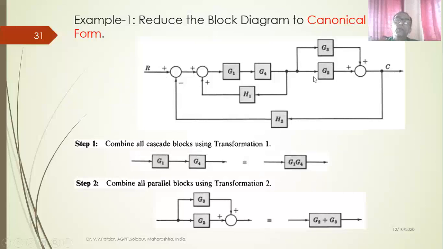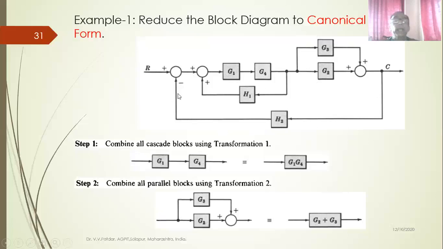1, 2, 3, 4, 5, 6 blocks are there. In the forward path, I've got 5 blocks and one feedback path block. So what is asked? Reduce the block diagram to canonical form and obtain C by R, isn't it? By using rules of block diagram algebra, I need to convert this into a single block in the forward path and a single block in the feedback path.